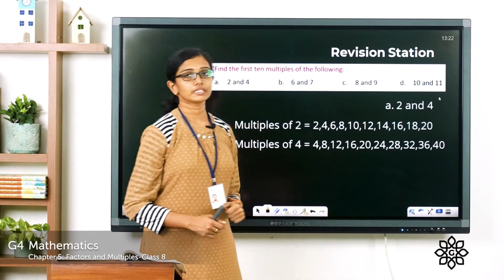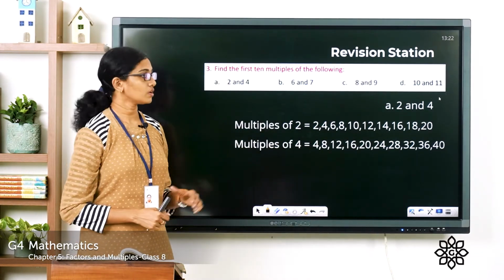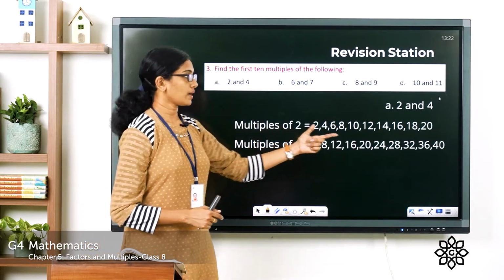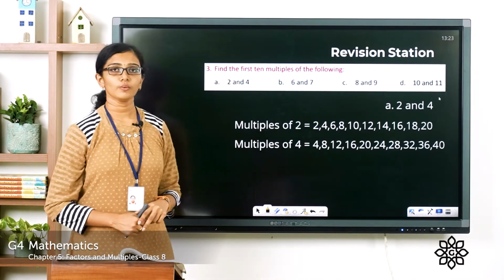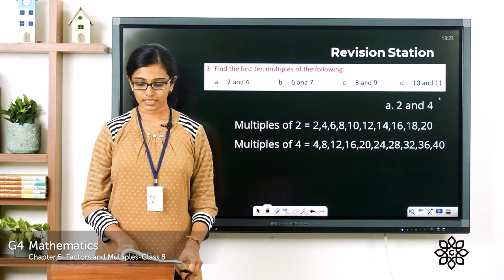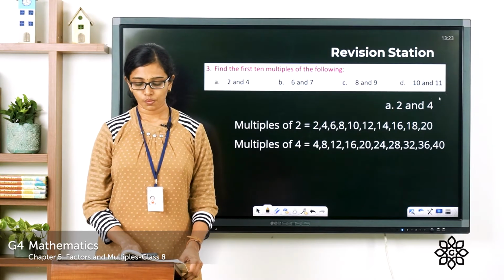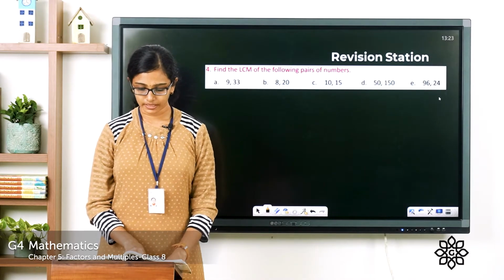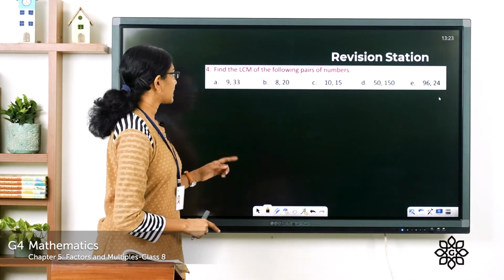So here we have the multiples of 2 written, and the first 10 multiples of 4: 4, 8, 12, 16, and it goes on till 4 tens are 40. So these are the multiples of 2 and 4. Similarly, you have a few more questions for question number 3. Please do complete the questions in your notebook. Let's move on to question number 4. Find the LCM of the following pairs of numbers. And the first question is 8, 9 and 33.